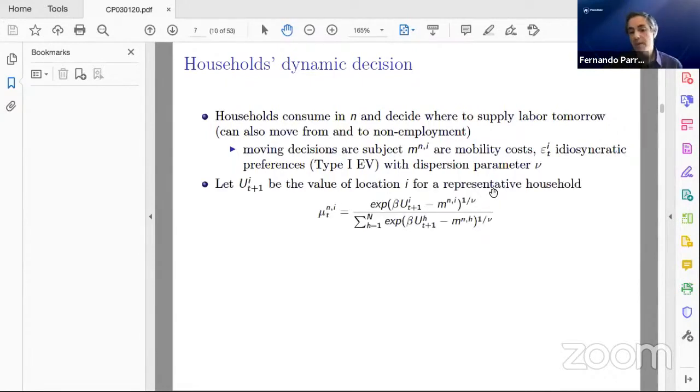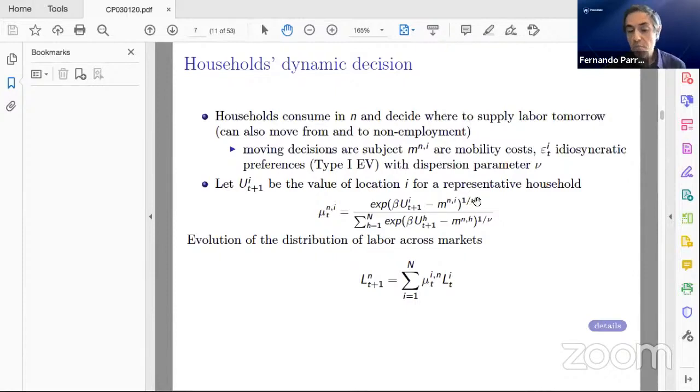So in particular, using the properties of the type 1 extreme value, we can compute the gross flows across locations, where mu N I shows the fraction of households from N that move to I at time t. This is going to be a forward-looking equation that is going to depend on the expected value of location I tomorrow, net of mobility frictions relative to any other location. And this new parameter is going to discipline the mobility elasticity. So with the initial distribution of employment and the gross flows, we can solve for the whole dynamics of labor supply across location at each time t. So this is the labor supply part of the model.